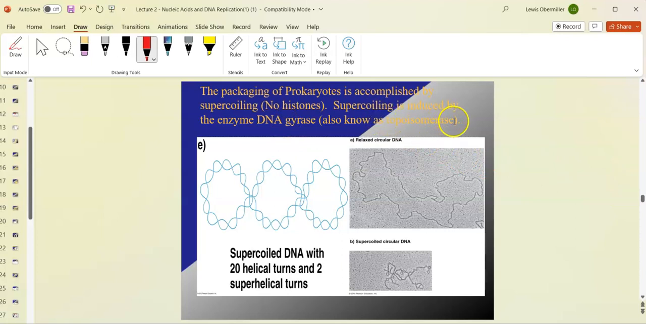In other bacteria and in some eukaryotes, it's called topoisomerase. So gyrase and topoisomerase are the same thing. Well, here's a picture of relaxed DNA, and this is supercoiled DNA. So you can see it's kind of a prokaryote's way of packaging its DNA.